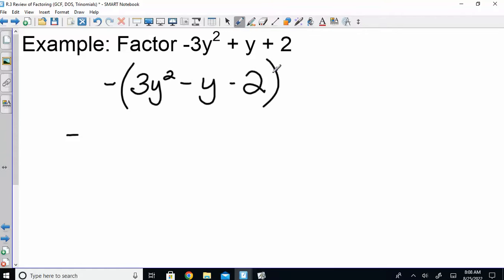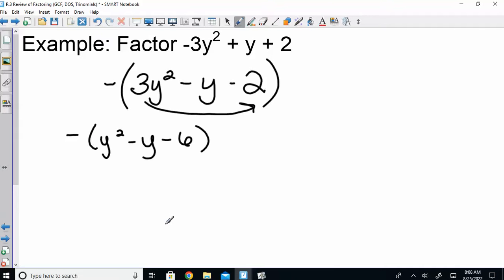Yeah, we move the 3 back there. So it's y squared minus y minus 6. Okay, that negative that we pulled out is just going to trail along. It's not changing anything else in our problem. So, what multiplies to a negative 6 and adds to a negative 1? Negative 3 plus 2.